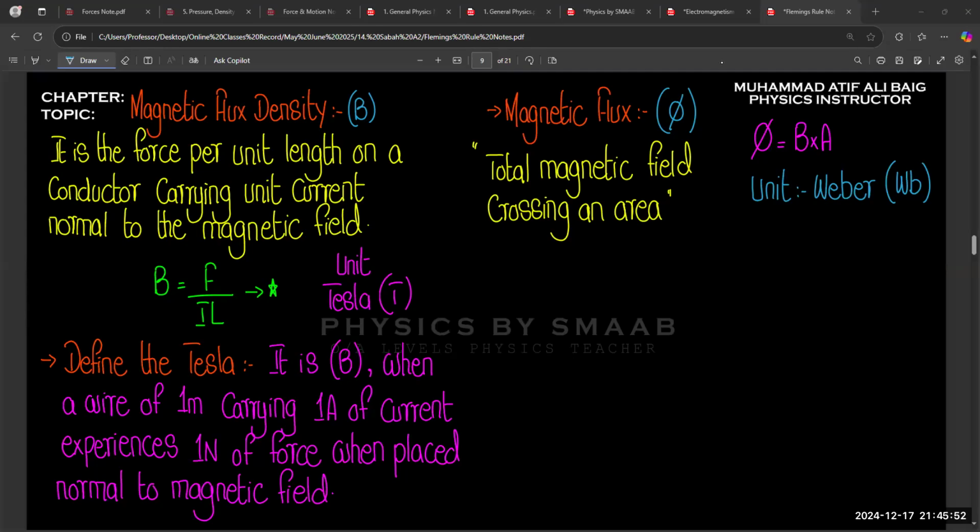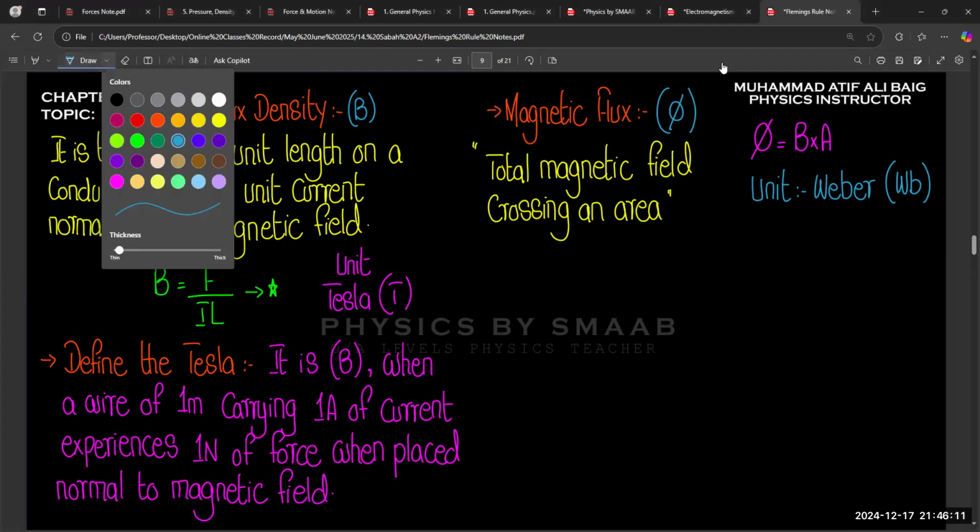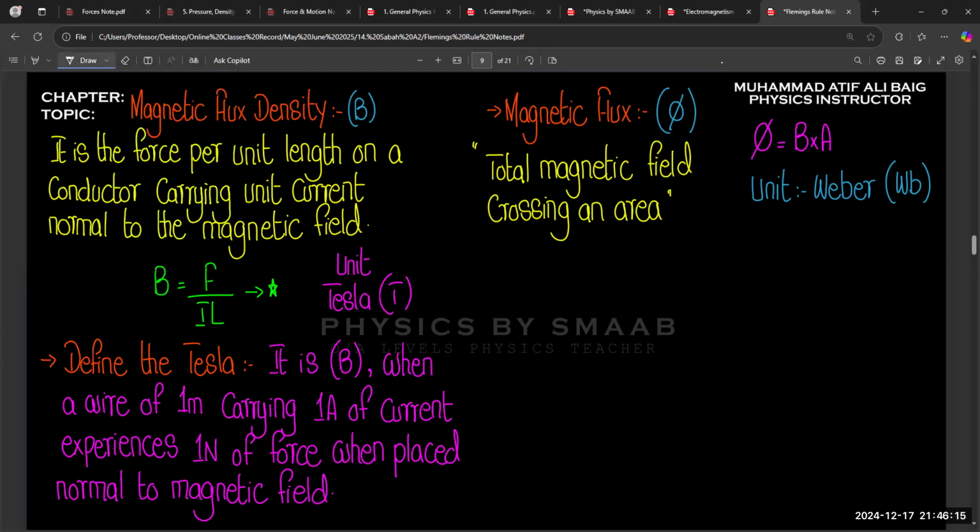In magnetic flux, if we include the concept of the direction, so basically the force on the conductor is due to the component of magnetic field that is at 90 degrees to the conductor, because let's suppose the magnetic field is moving towards the right-hand side, for example. So this is the direction of the magnetic field.